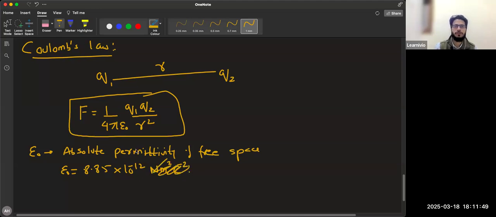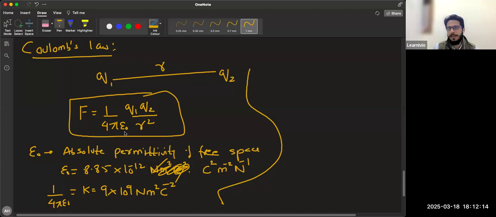Oh, sorry. The unit will be Coulomb square per Newton meter square, which is the unit of absolute permittivity. Sometimes this 1 over 4 pi epsilon naught is represented by K and its value is 9 into 10 raised to the power 9 Newton meter square per Coulomb square.